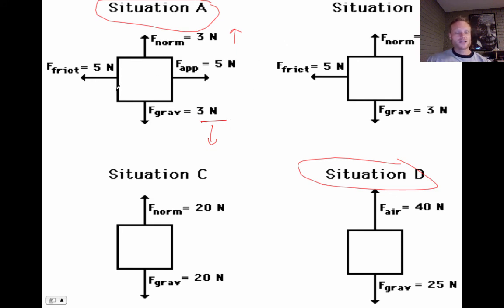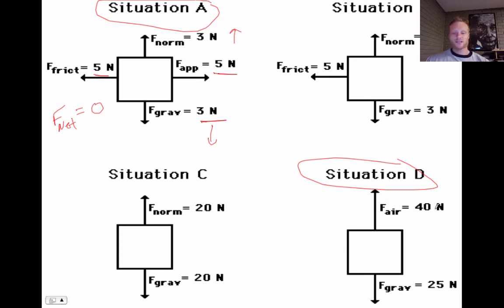Now what about in the horizontal direction? Well, there's 5 newtons of force being applied to the right, and there's 5 newtons of frictional force being applied to the left. Do these forces balance each other out? The answer is yes. So F net, the net force acting upon this object, is 0. There is no net force acting upon this object, so there is no change in motion. It could be moving, it could be sitting still. We don't really know. It's just 0 for a net force.